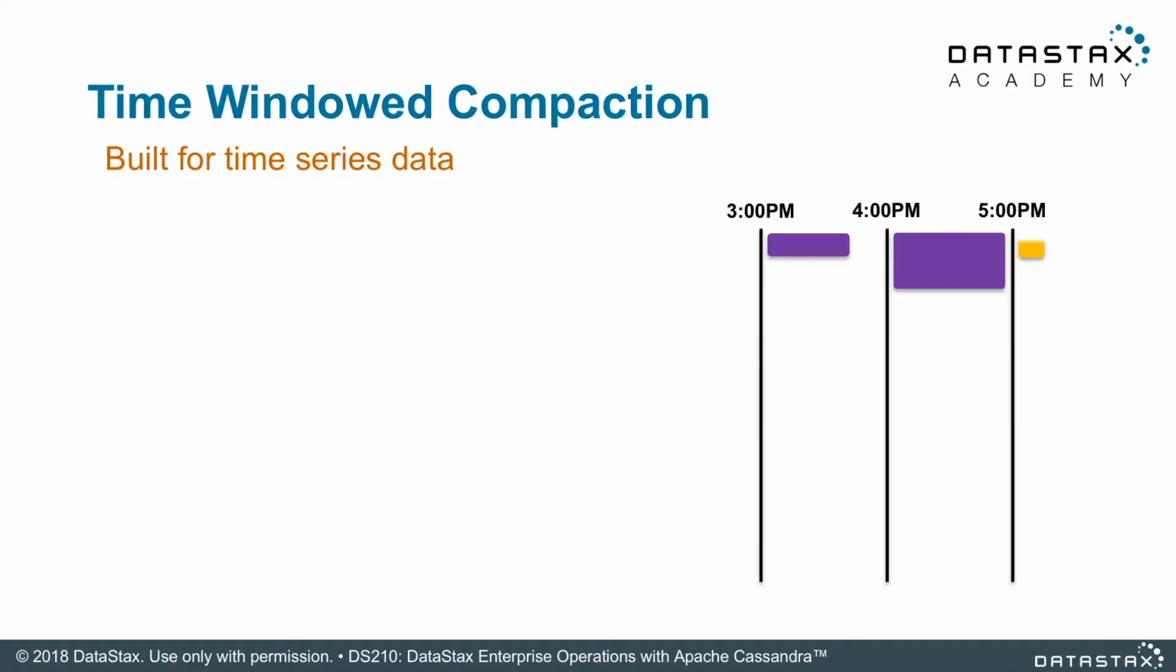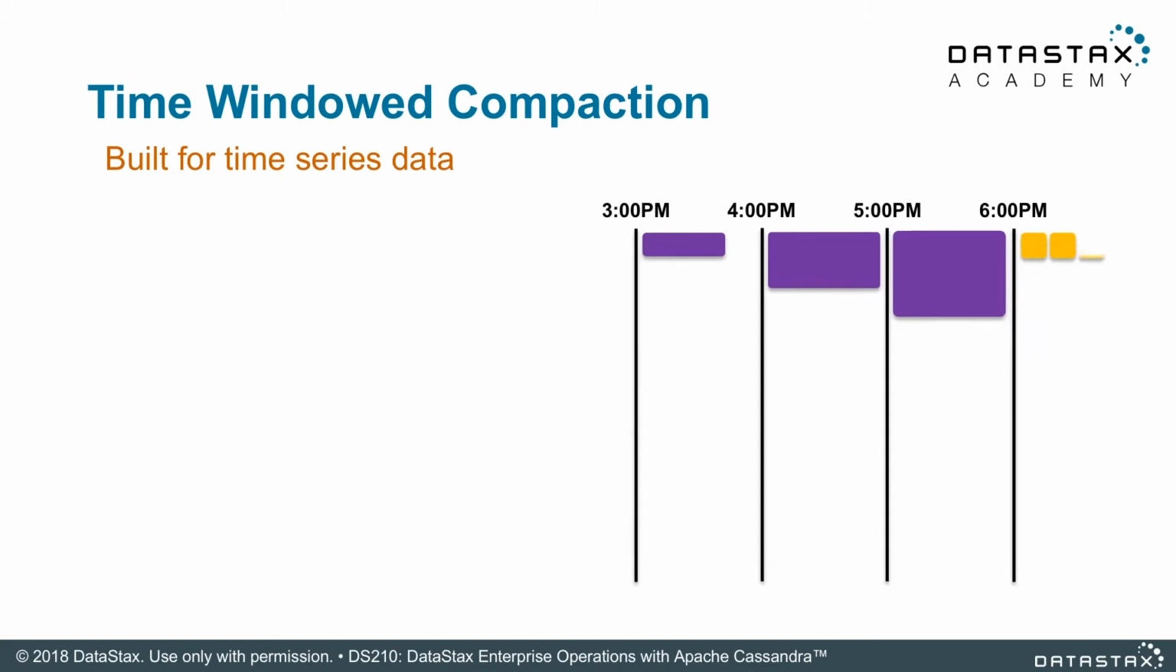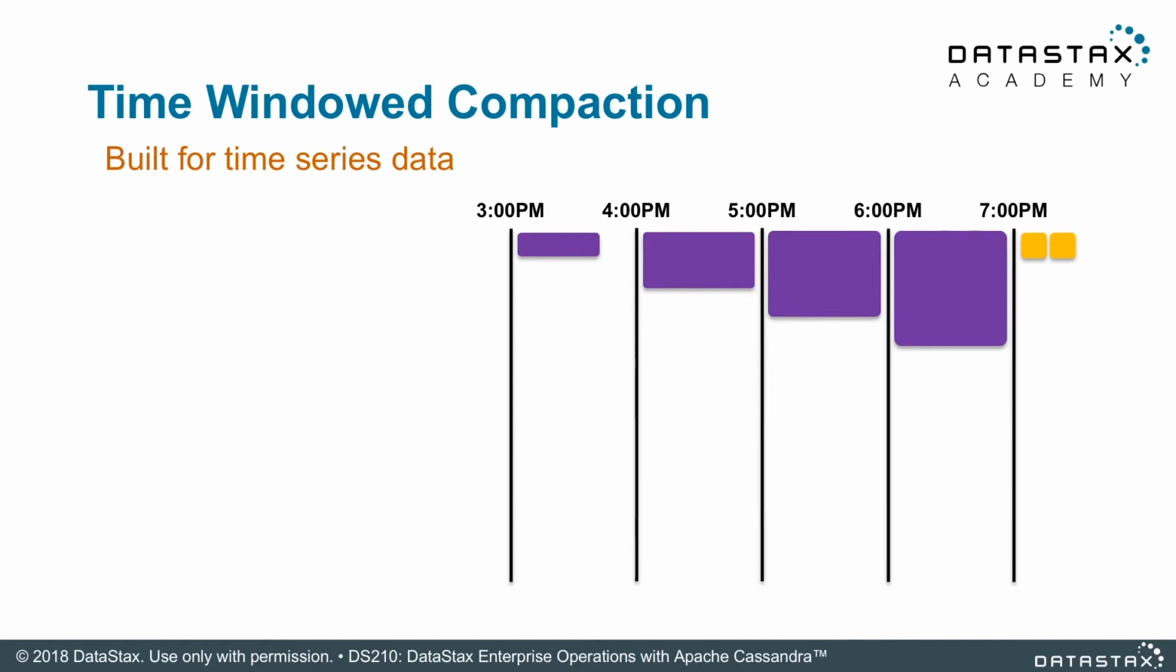Now, what happens when we hit the hour? 5 p.m., here's another window. It compacts all of the data inside of that window. See where we're going here? More data is written, more data is compacted, more data is written, more data is compacted, until, you guessed it, we hit the next hour mark. At 6 p.m., what do you think is going to happen? I'll let you guess. That's right. It does a compaction. And it just keeps doing this over and over again.